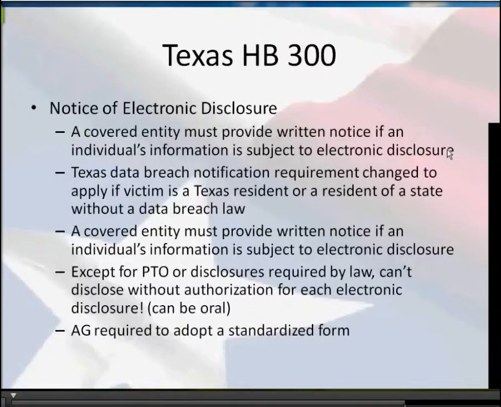The covered entity must provide written notice if an individual's information is subject to electronic disclosure. And except for PTO or disclosure required by law, you cannot disclose the patient's information without authorization for each electronic disclosure. And this can be done verbally. Just make sure you notate that verbal authorization was used on such and such date. And the AG is required to adopt a standardized form for the sharing of records.